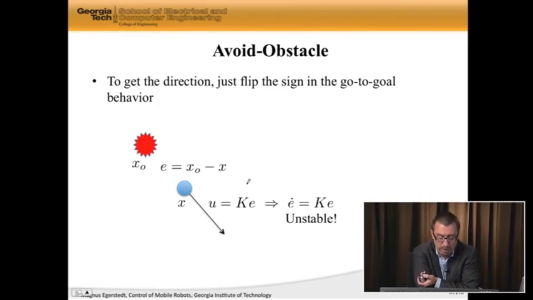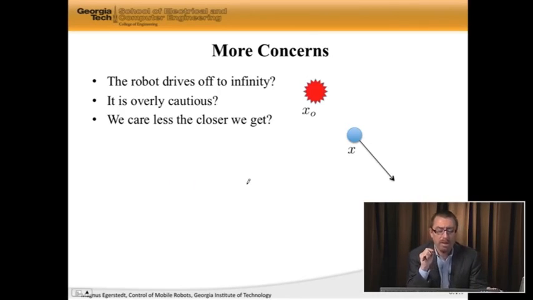Well, if I do that, I get e dot is ke, which is actually an unstable system. And it's unstable in the sense that the error is not stabilized, because the error is the distance to the obstacle instead. We're avoiding the obstacle. Now, it's a little scary to have on purpose an unstable system in there, but as we will see, we don't worry too much about it, because we need to make sure that the robot actually does not drive off to infinity, which it would if it was unstable.